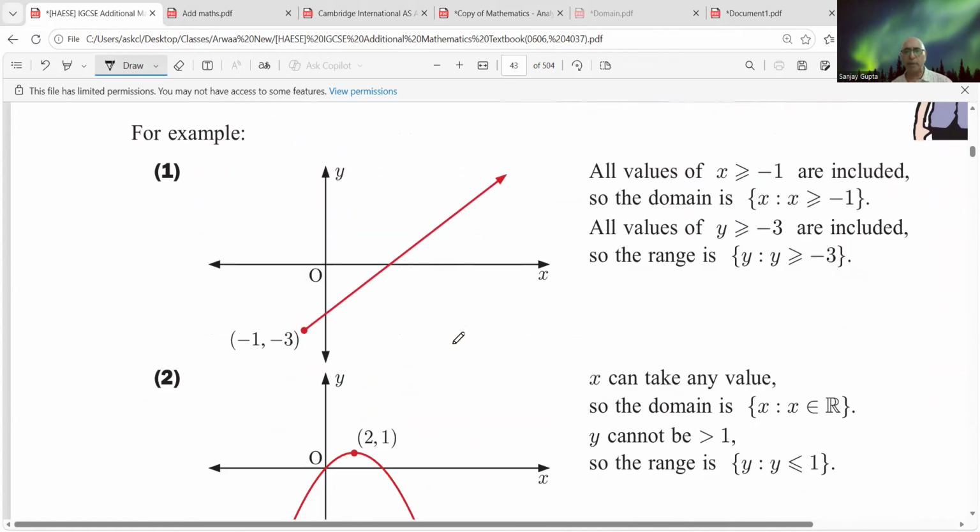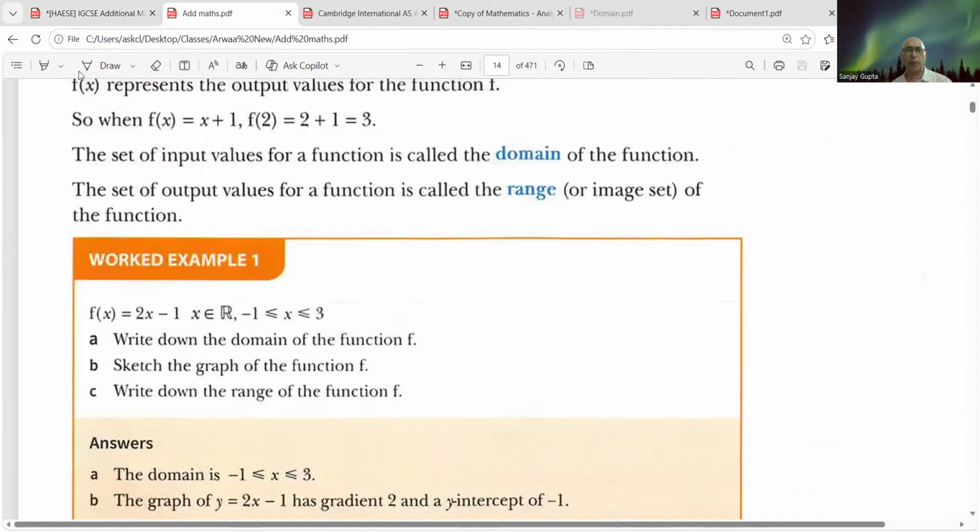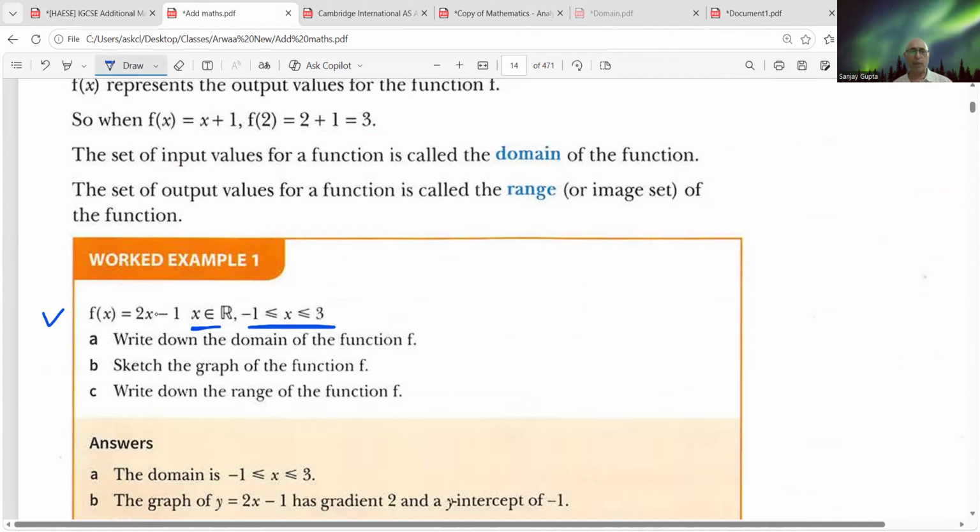Now, let's see an example. f(x) is equal to 2x minus 1, where x belongs to the set of real numbers and x varies from minus 1 to 3, where minus 1 and 3 are also included. So the domain of this function is x varying from minus 1 to 3, with minus 1 and 3 included, because these are the values for which this function has been defined. The definition of the function itself says that x can vary from minus 1 to 3. So the domain of this function is already given in the question.